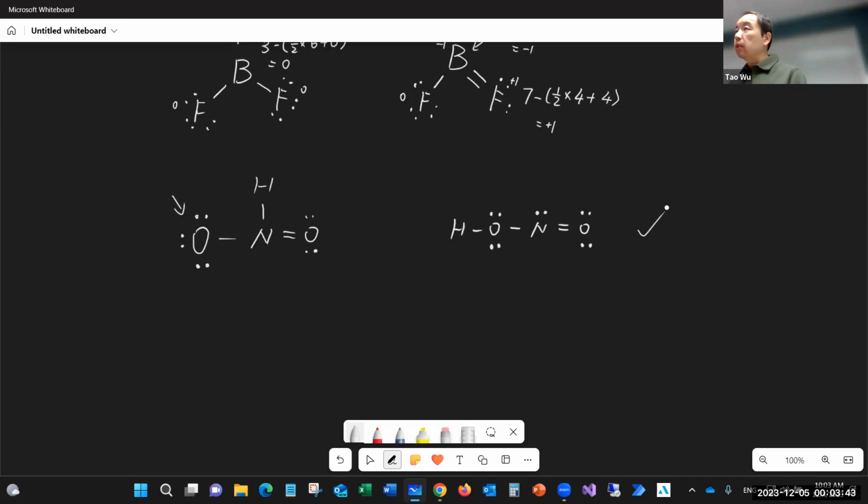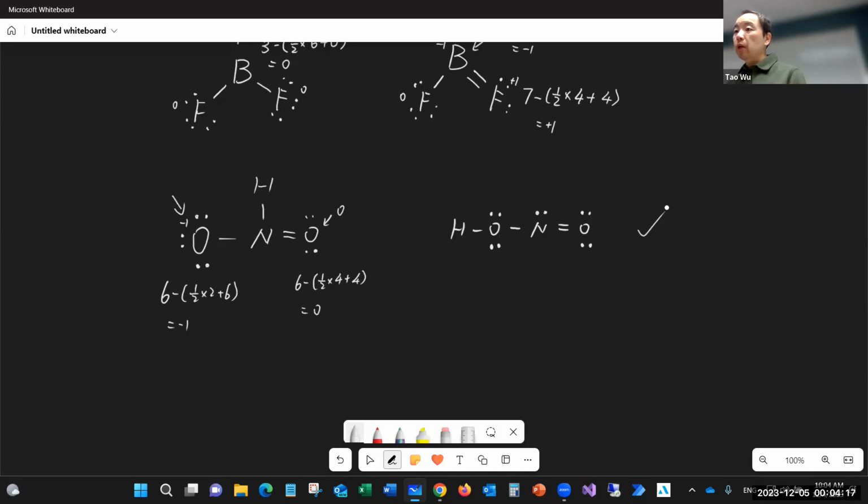Oxygen over here, if this one has a single bond, then you have 6 minus 1/2 times 2, because 2 electrons in the single bond, plus 6 dots. So 6 minus 1 plus 6, that's 7, is a -1. So this one has a -1 formal charge. For this oxygen, that's a 0, because you have 6 minus 1/2 times 4 electrons in the bonds, plus 4 dots. So you get 0.